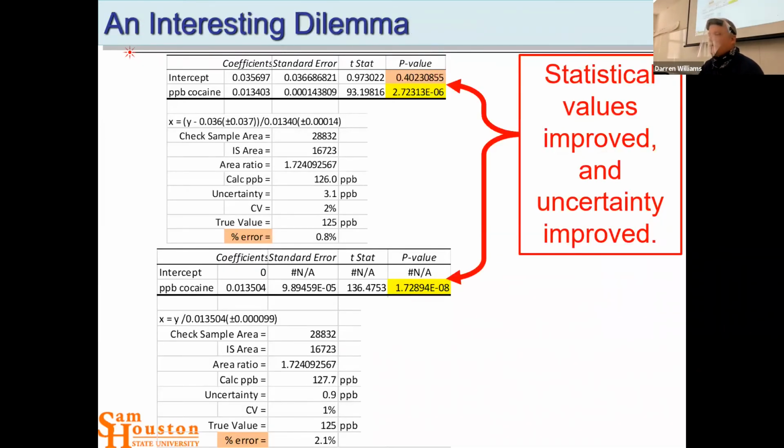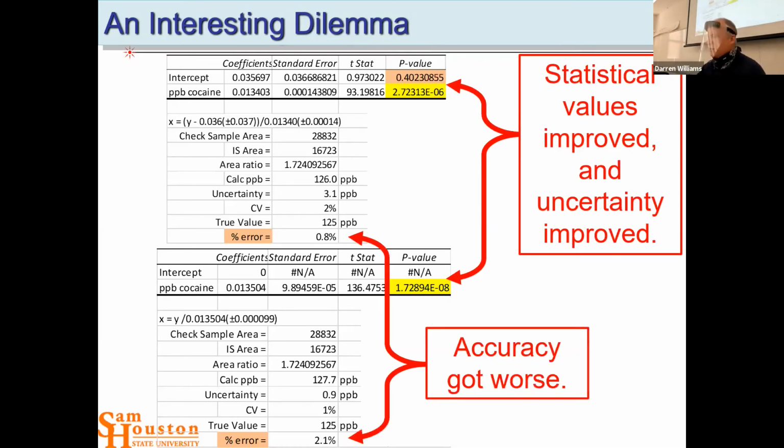The statistical values improved. So our p-value for M went down, again, from 1 chance in a million that it is randomly generated to 1 chance in 100 million. We got rid of the useless B value, but the accuracy got worse.